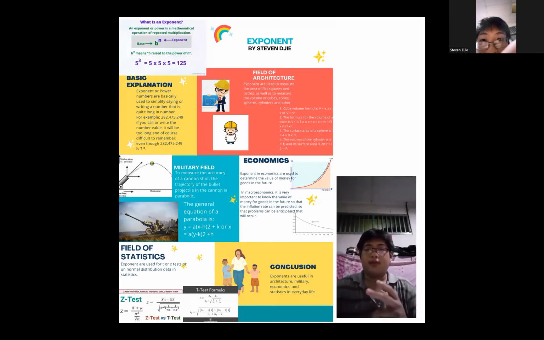Next, we move to the military field. As you can see in my poster, there is an artillery, or you can say a cannon. The shot uses measures of the parabolic formula. To measure the accuracy of a cannon shot, the trajectory of the bullet projectile in the cannon is parabolic. In the parabola function equation formula, there is an exponent number in it, as you can see in my poster.